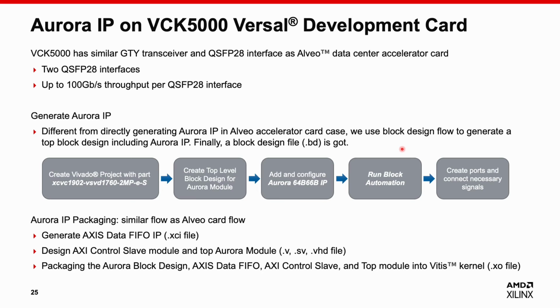The Aurora IP block design is generated as in the flow here. First, create a Vivado project. Then create a top-level block design for the Aurora model. Then add and configure the Aurora IP. Then run the block automation operation. Finally, create the ports and the necessary signals. When we get the final block design, we can just use it as a full Aurora IP with the same flow as the Alveo card case, including top-level Aurora kernel design, IP packaging, and kernel file generation.